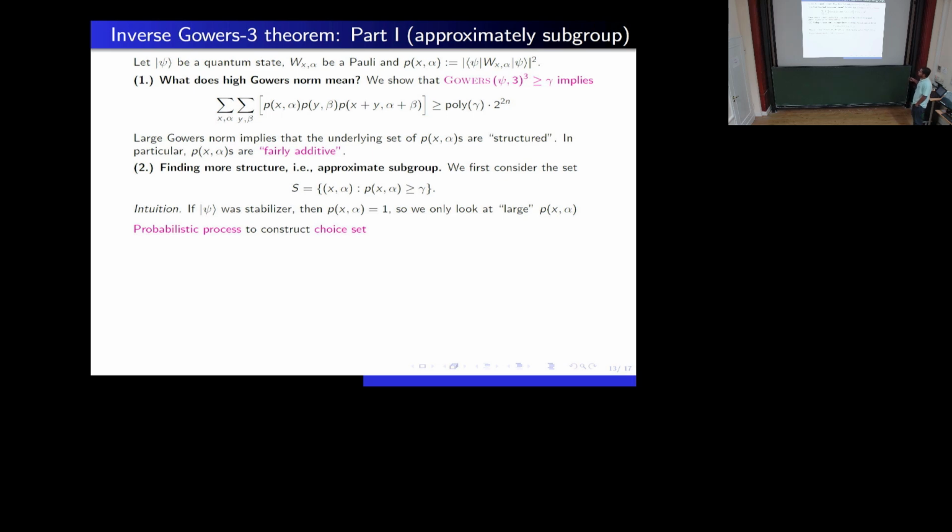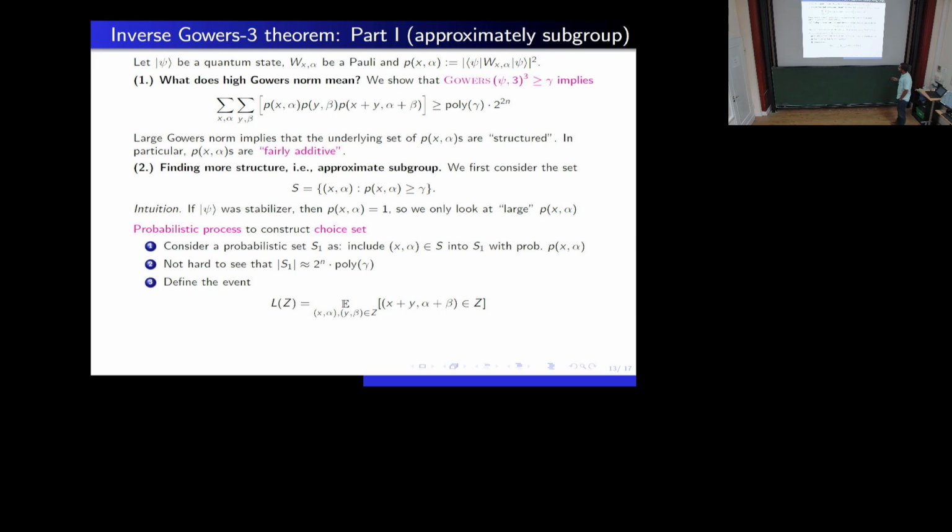Yeah, like I said, if psi was a stabilizer, P of X comma alpha would have been 1, but let's just look at the large Fourier coefficients or the large Pauli masses. So the first thing that we do is we look at S, and we're going to construct probabilistically a set S1, which just picks elements in S this way. I'm not going to go into this probabilistic construction, but we're going to pick an S1 which is a subset of S, only some certain interesting coefficients.